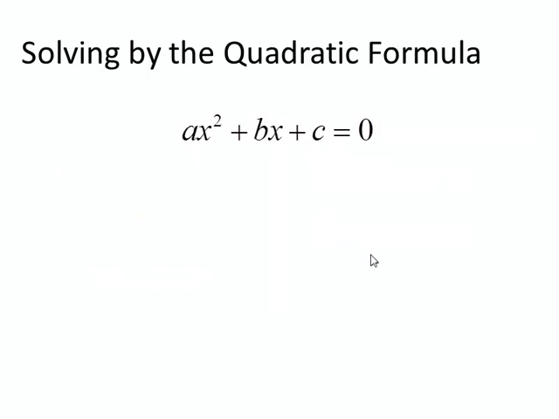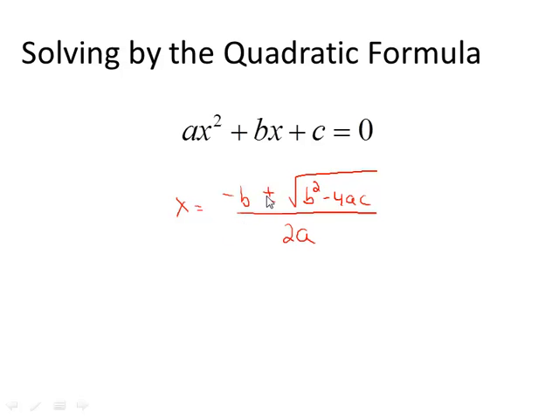Now, where does the quadratic formula come from? Well, if we start with an equation of the form ax squared plus bx plus c, where a, b, and c represent any real numbers, and we solve this by completing the square, we end up with the following formula. x is equal to negative b plus or minus the square root of b squared minus 4ac, all divided by 2a. This will give us the values of each solution.